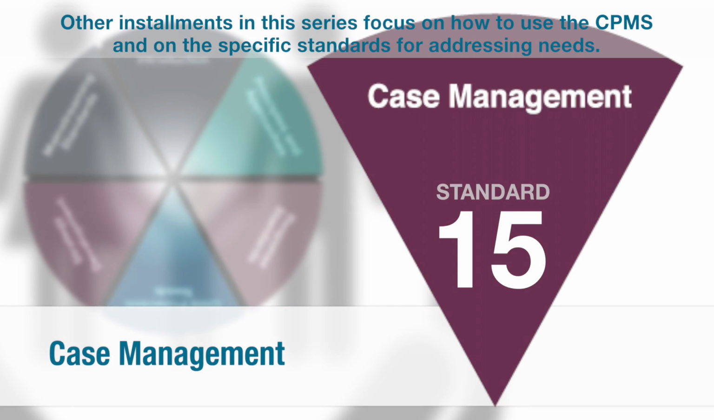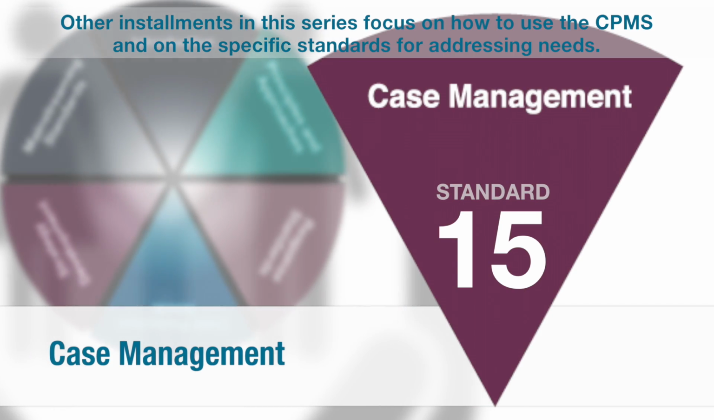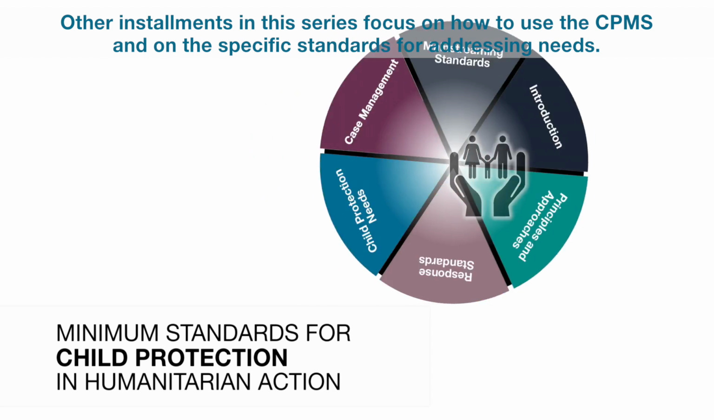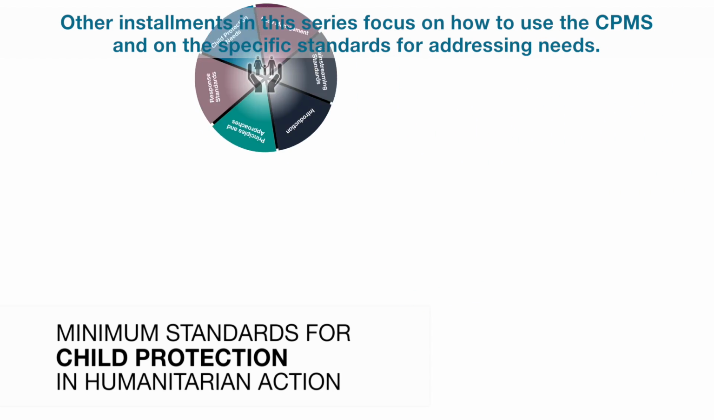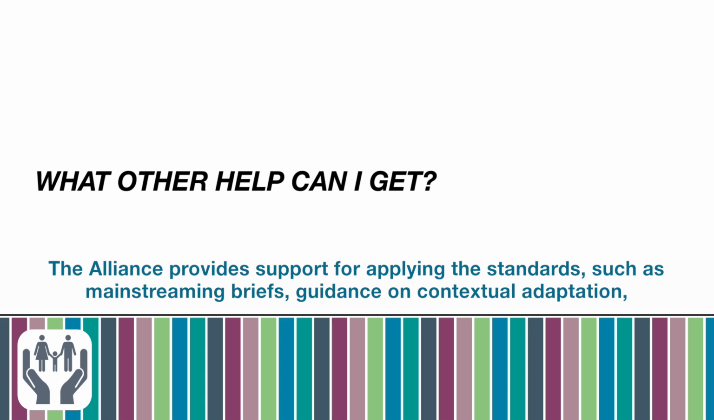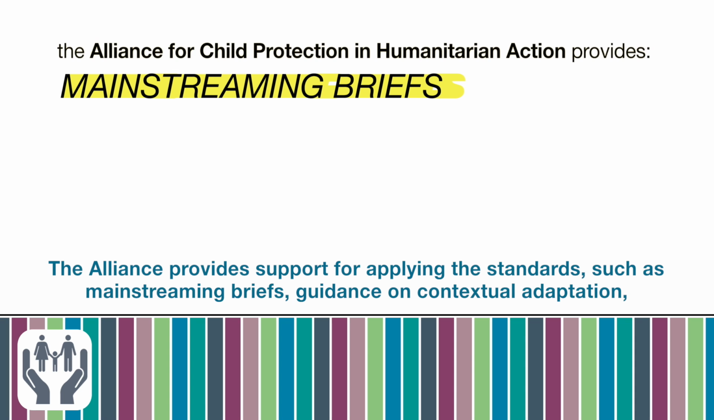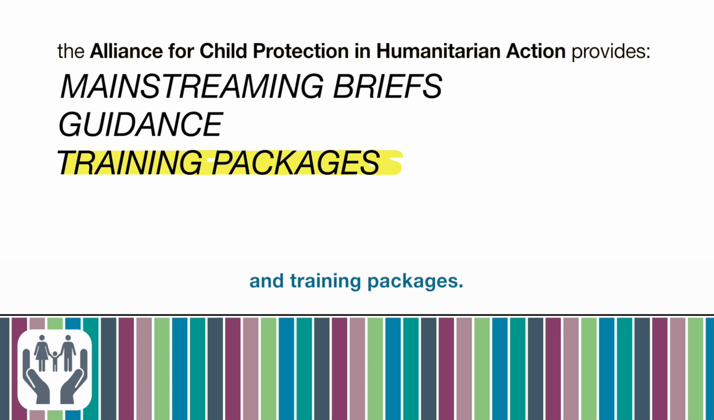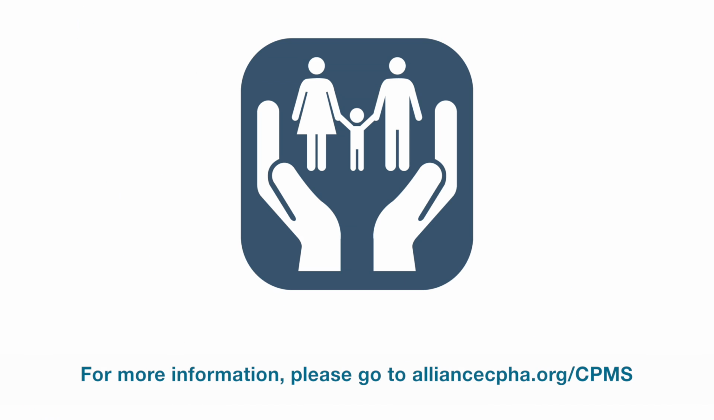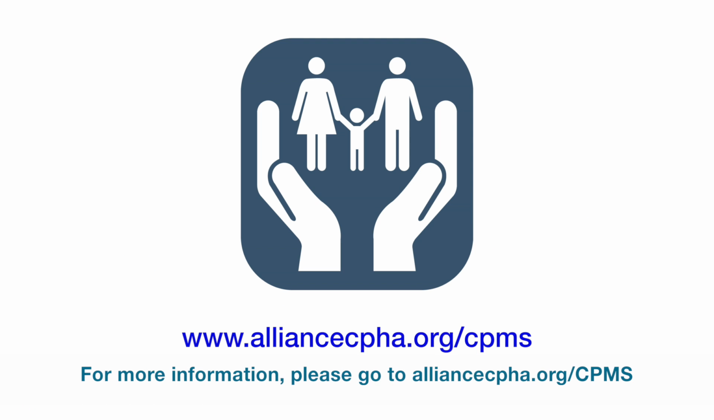Other installments in this series focus on how to use the CPMS and on the specific standards for addressing needs. The Alliance provides support for applying the standards, such as mainstreaming briefs, guidance on contextual adaptation, and training packages. For more information, please go to alliancecpha.org/CPMS.